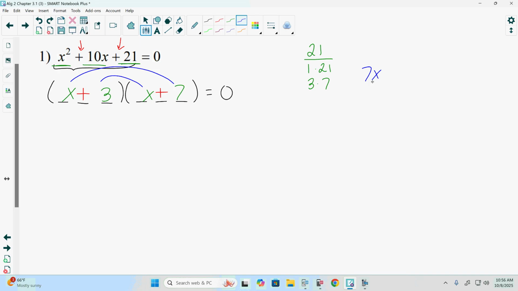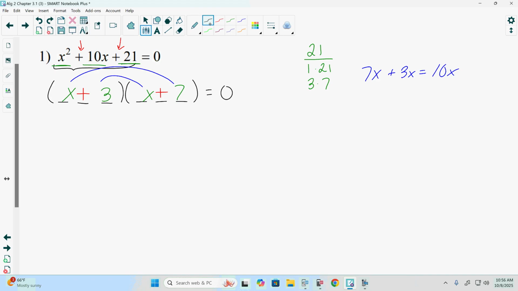So x times 7 is 7x. Positive 3 times x is positive 3x. 7x plus 3x gives us positive 10x. Is that the middle term we wanted? Yes. So that checking step is just making sure, are these the correct factors? We got 10x as the middle term, so they are the correct factors. So as we look at this now, we have x plus 3 times x plus 7, yeah?